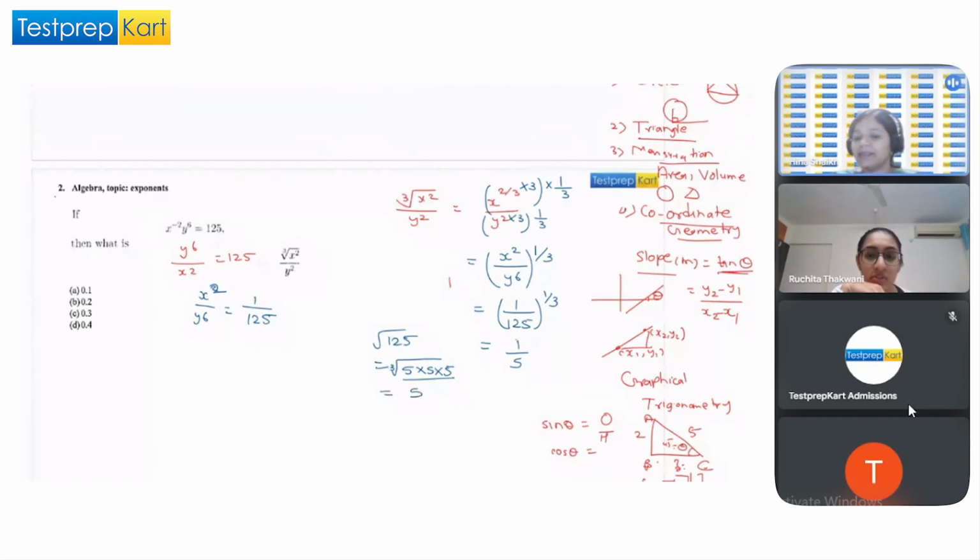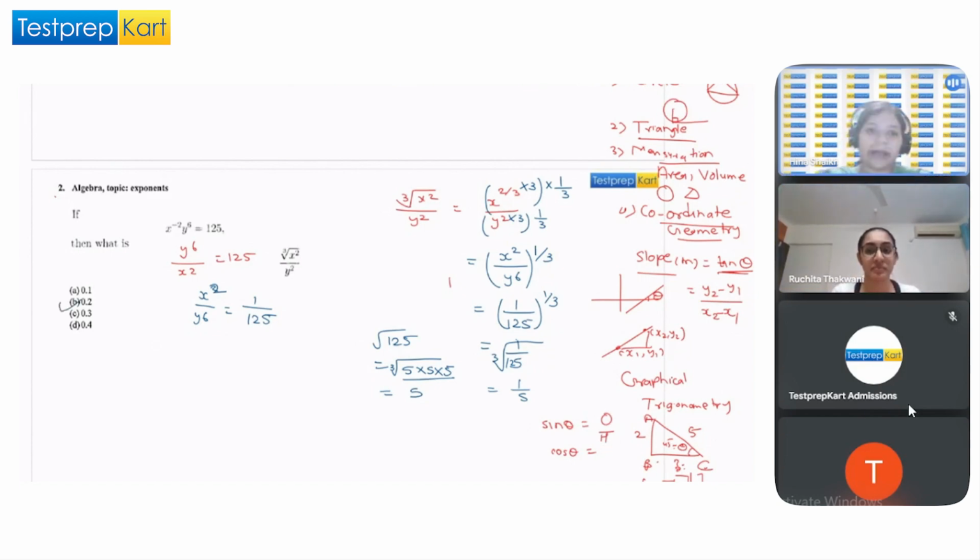Because see, this one is 1 by 3, na? So we will write this like this. 125. Now tell me. So answer will be 1 by 5. So what is the answer for 1 by 5? Because here it is given in the form of decimal. 0.2. Yes. So option B.